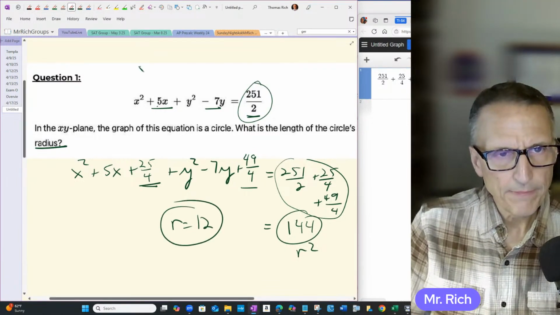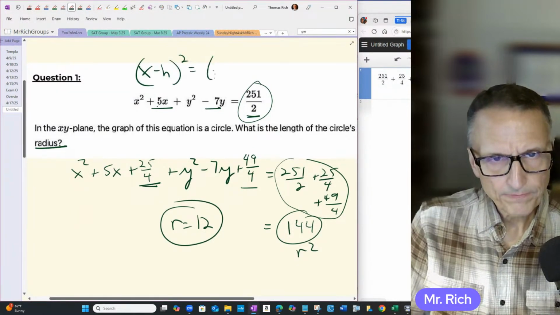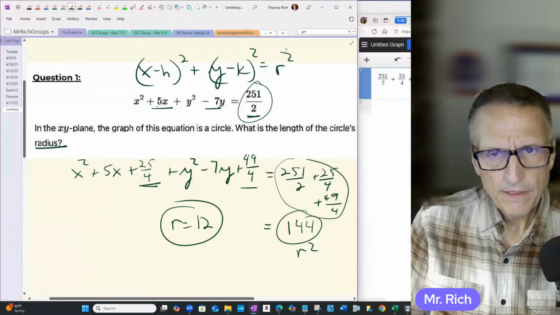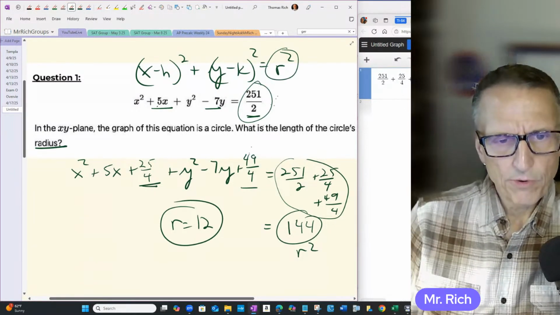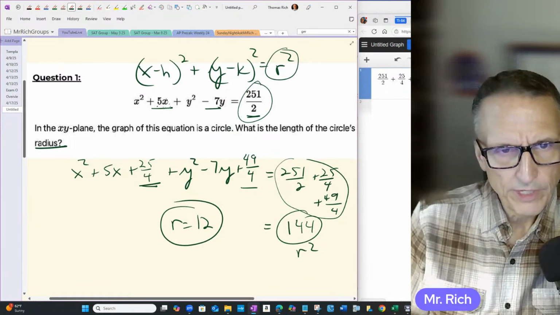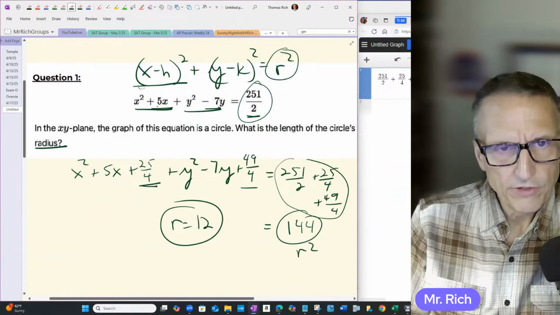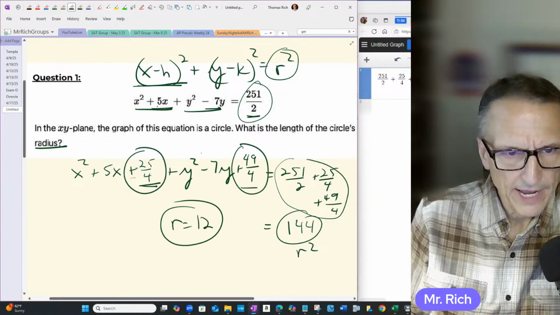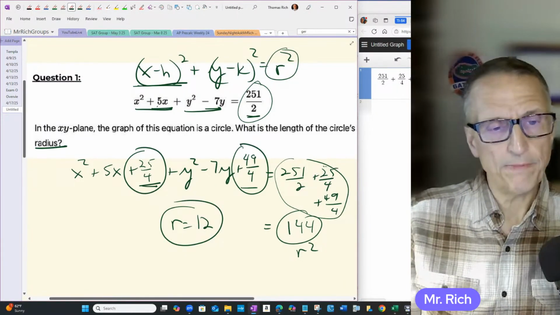So again, just to recap here, what we were doing is recognizing that when we put an equation for a circle into its standard form, the number over here is going to be the square of the radius. And so in order for us in this problem to figure out what the radius is, we had to do the procedures that would convert the x and the y variable into their perfect squares. That resulted in these two numbers being added on the left, and then I would have to add those over on the right side as well to balance it out.